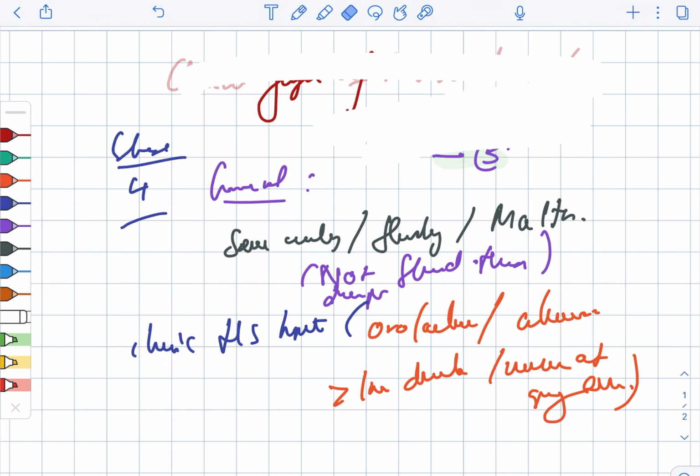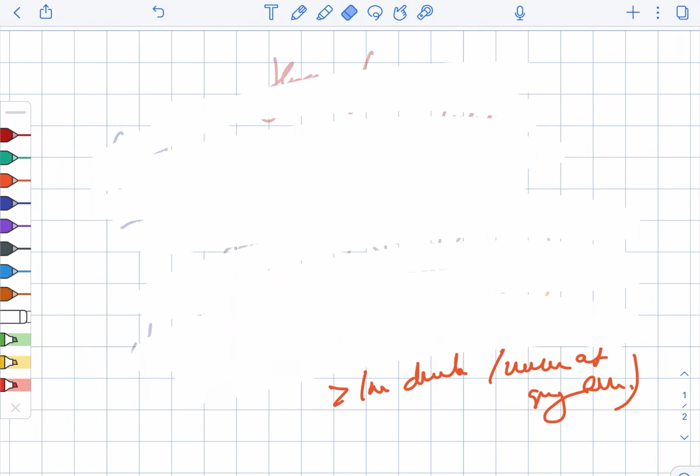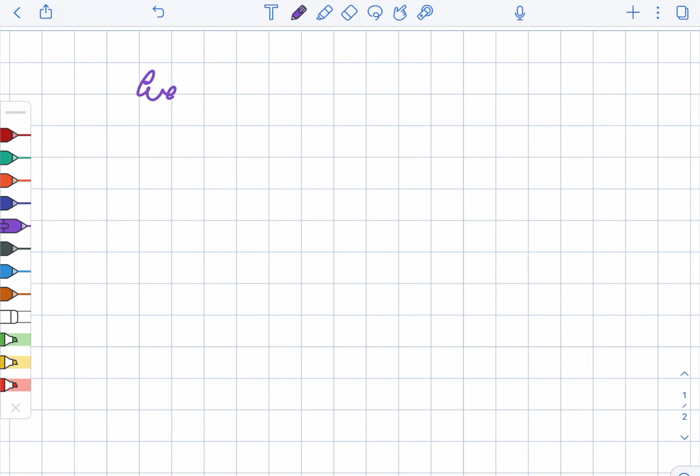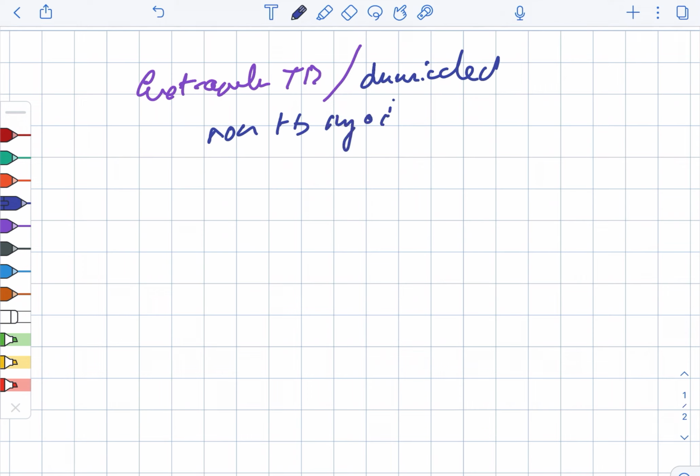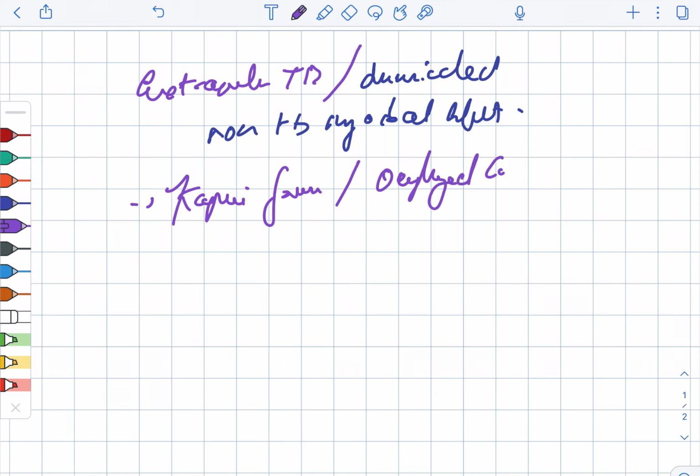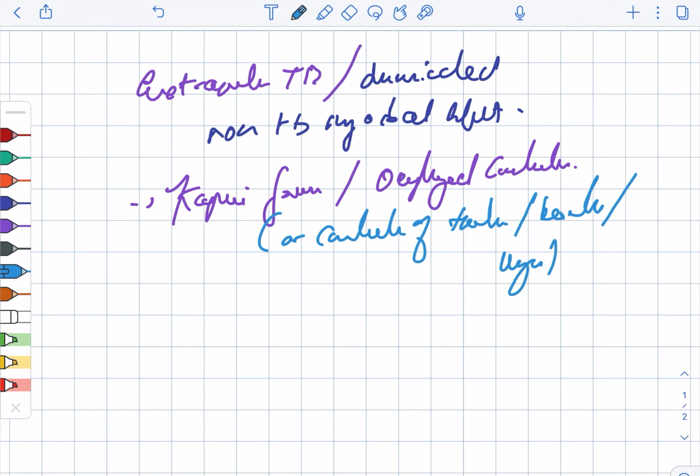Then TB can be seen. There is extrapulmonary TB as well as disseminated non-TB mycobacterial infection. There is presence of Kaposi sarcoma as well as esophageal candidiasis. So esophageal candidiasis or candidiasis of the trachea, bronchi or the lungs.